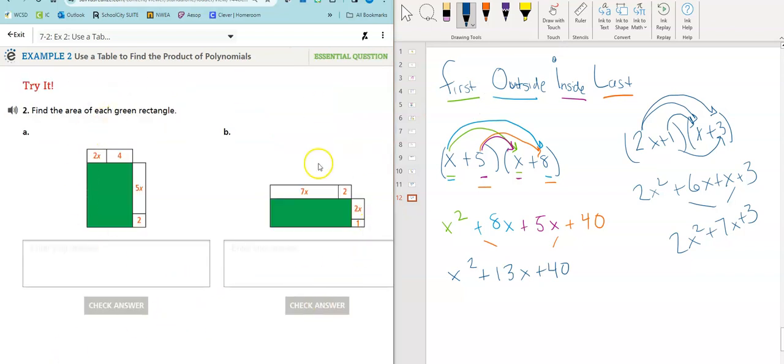All right, so go ahead and use whatever method you want. If you're going to use a table, they're kind of already set up in a table manner, so that would be easy to do. Or if you want to try to FOIL and find those answers.